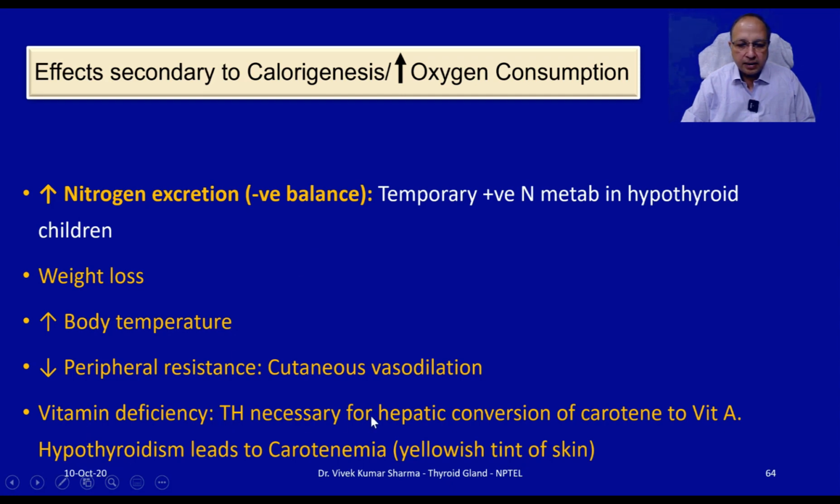Thyroid hormone is necessary for the hepatic conversion of carotene to vitamin A. So when there is hypothyroidism, there will be the accumulation of carotene, and that causes carotenemia. And carotenemia can be identified by the yellowish tint of the skin.